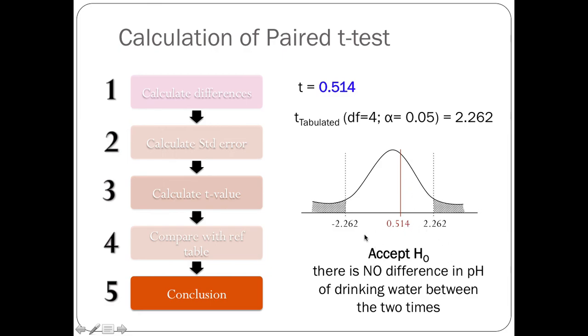Therefore, your conclusion is that you have to accept the null hypothesis. There is no statistically significant difference in pH of drinking water between the 2 times, meaning between the morning and evening. There's no difference between the pH that you measure in the morning and the pH that you measure in the evening. You can't reject the null hypothesis to say that there is a significant difference. So the conclusion is no difference.